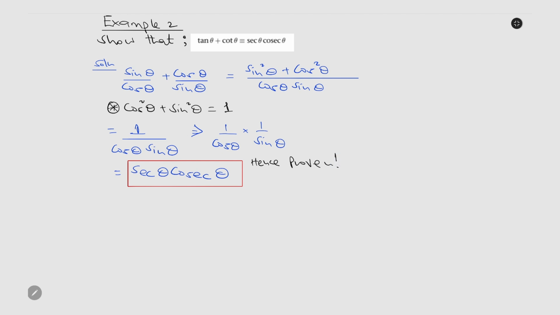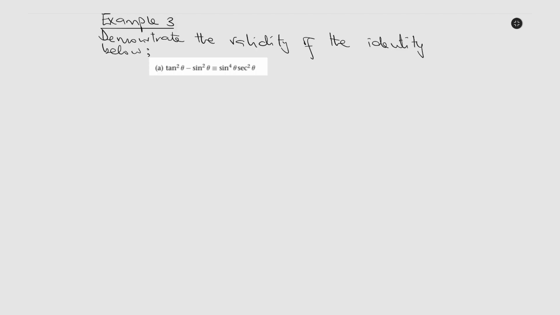Okay, I hope you've already started understanding what's going on here. Because I want to do maybe one or two more examples. Let's do two more examples so that we can understand it better. So let's go to example 3. So here is our example 3.